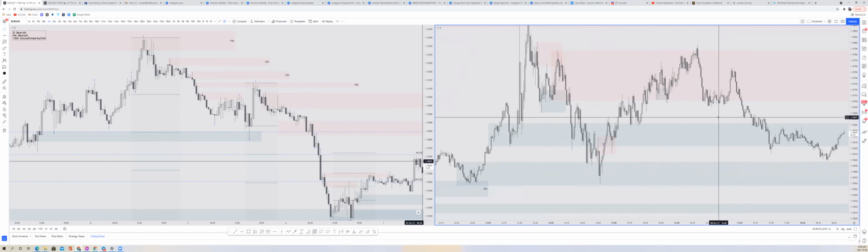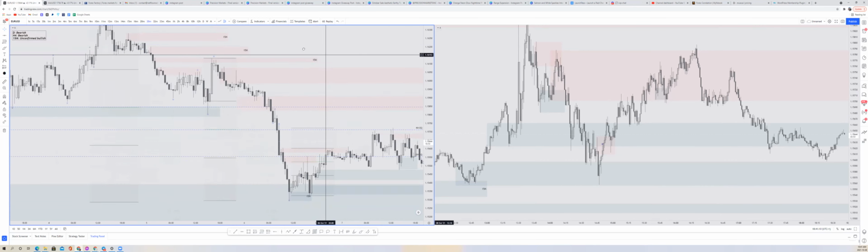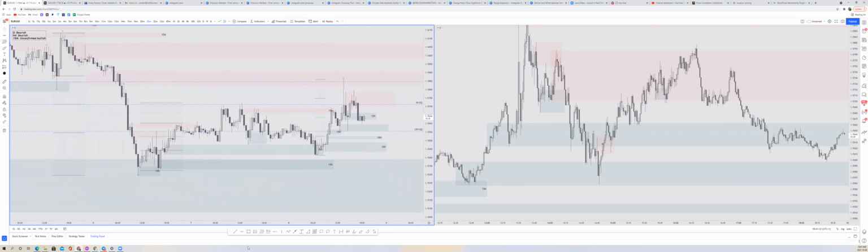This is probably similar to the one that I've done, but in general, when you see a decisional POI, so basically not an origin one, one within the leg, a drop based drop or rally based rally, what do you consider to be a valid decisional POI? How do you validate it?